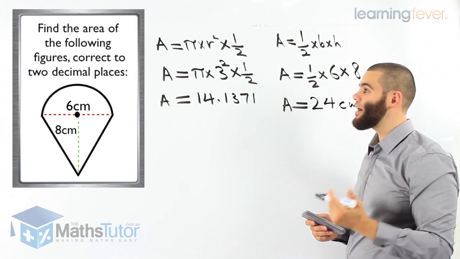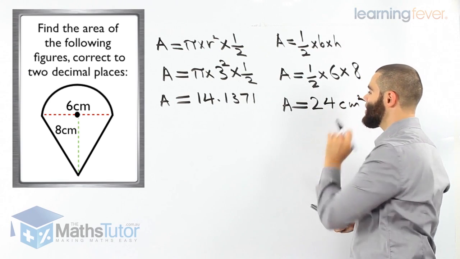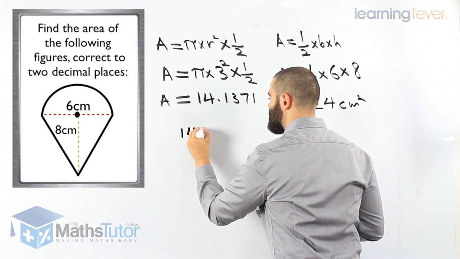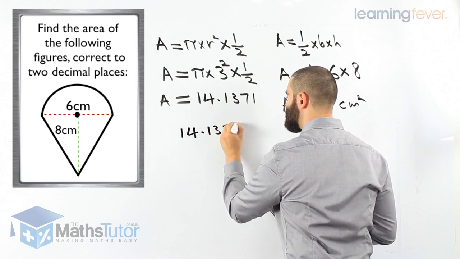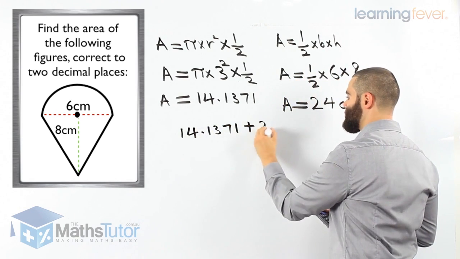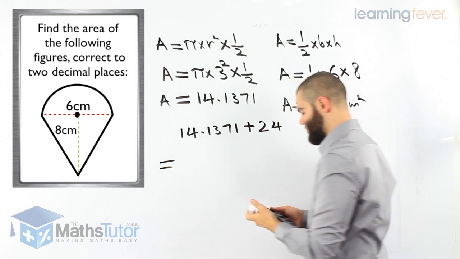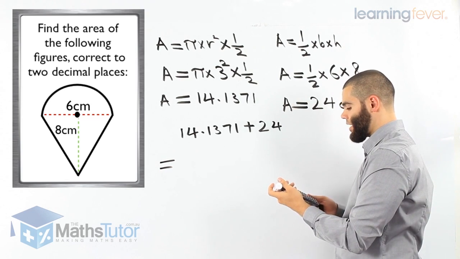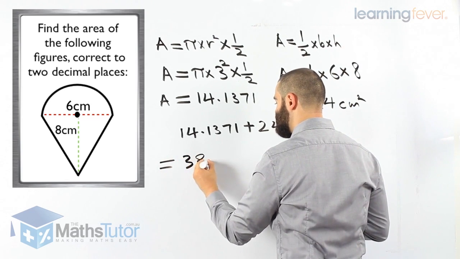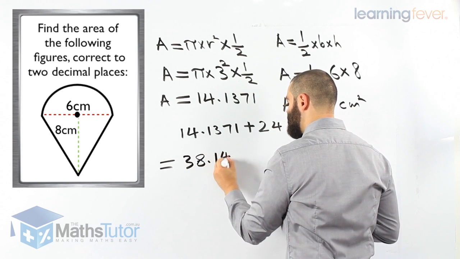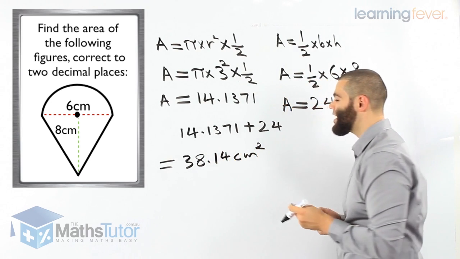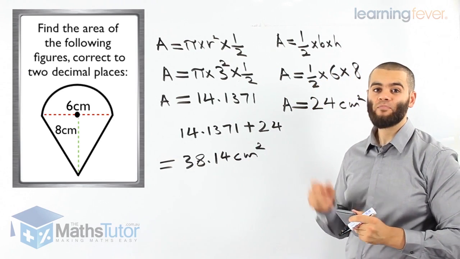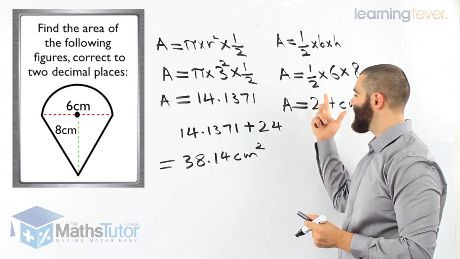Now we add area 1, which is the area of the semicircle, and area 2, the area of the triangle. We add them together, 14.1371 plus 24, and you're going to get 38.14 centimeters squared, again to 2 decimal places. 38.14, that is the area of this figure made up of a semicircle and a triangle.